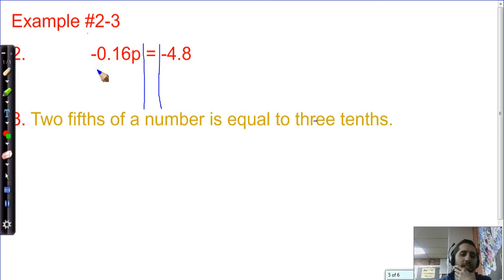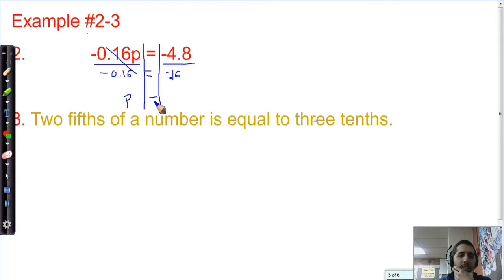We're going to draw the scales of justice. Locate the variable as p. Isolate the variable by undoing what's been done, but again, if we do something to the left side, divide by -16/100, then we need to do the same thing to the right. Okay, so these will cancel out and we'll be left with just p on the left side.